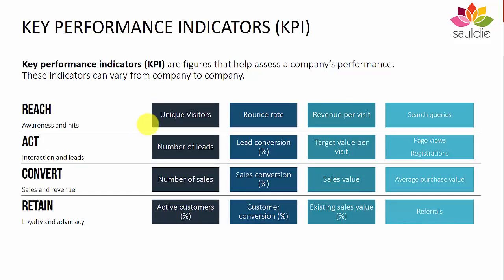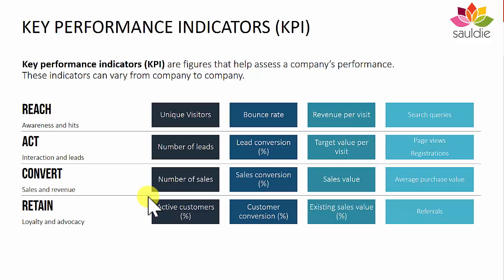Talking about some KPIs, of course, the basic KPIs, they are unique visitors, bounce rate, revenue per visit, search queries, of course, the action KPIs, number of leads, lead conversion. Then the conversion for sales is sales conversion and loyalty. How many active consumers do you have? The customer conversion and how many referrals are going back to your website. So you see, it depends. You cannot say, oh, I need just one KPI or I have 10. You need them always depending on your company. So developing these KPIs is already an important task for every business.